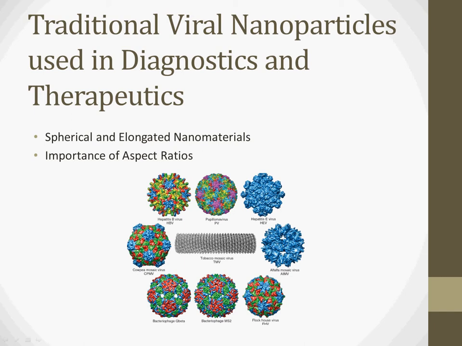But the majority of research currently being performed uses spherical and elongated low aspect ratio materials. The aspect ratio refers to the geometry of the material. The higher the aspect ratio, the more filament-like the object is. The image below shows some typical viral nanoparticles used in research. The majority of them are spherical in shape, except the tobacco mosaic virus, which was mentioned in the article, which has a cylindrical geometry.